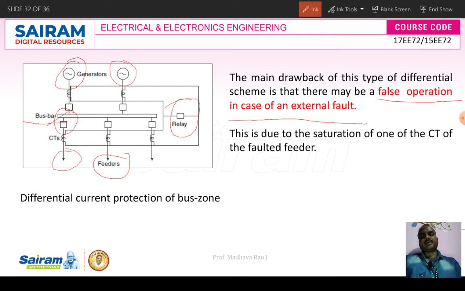Sometimes with CTs, here we can see how they are connected. CTs, current transformers, are used to sense the current. So what is the difference between an ammeter and CTs? An ammeter is used to measure load currents up to 100 amperes, from 0 to 100 amperes you can measure.